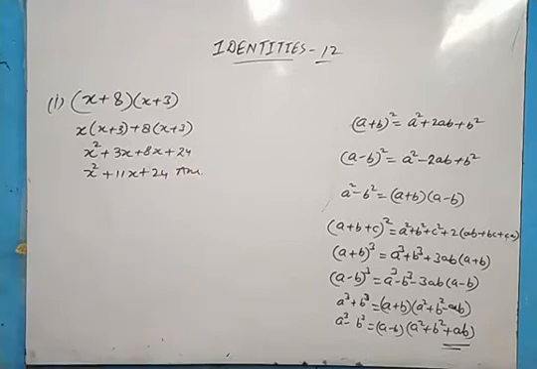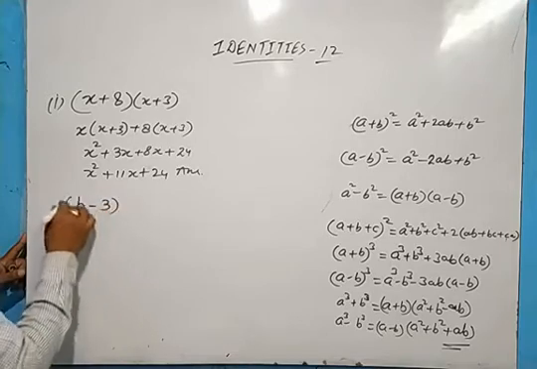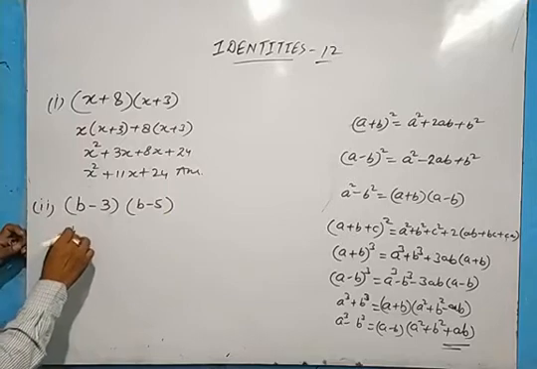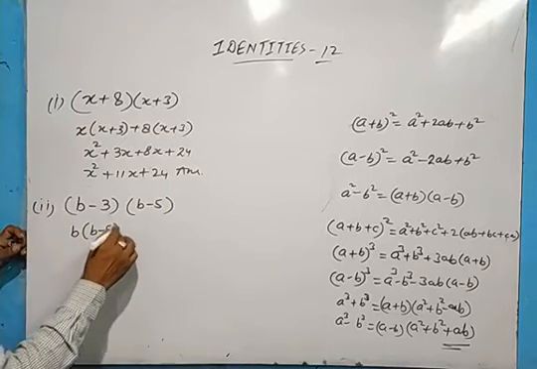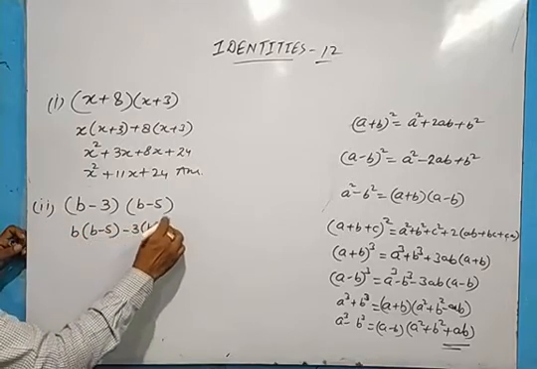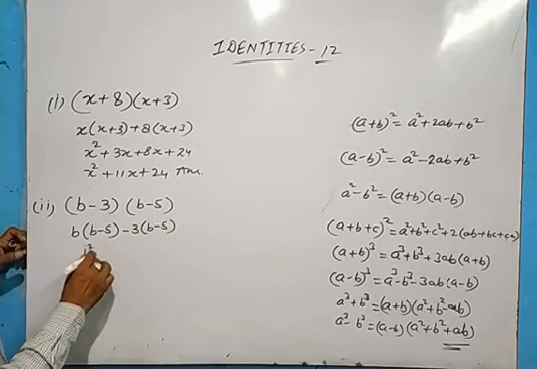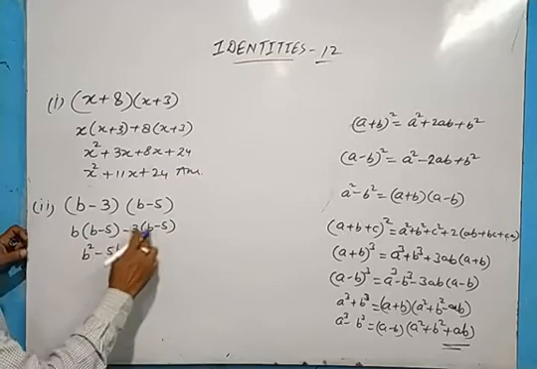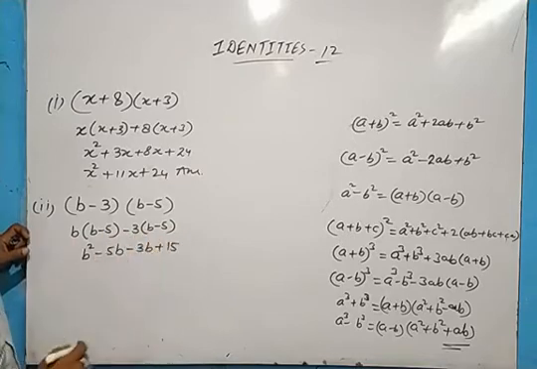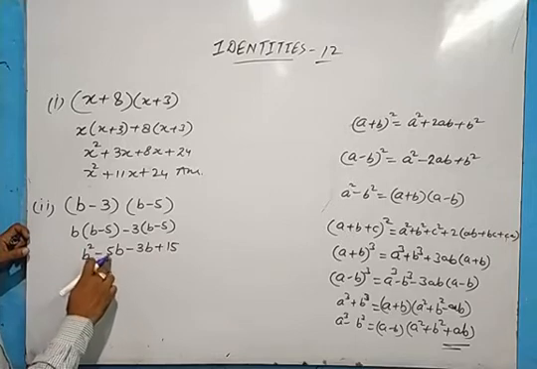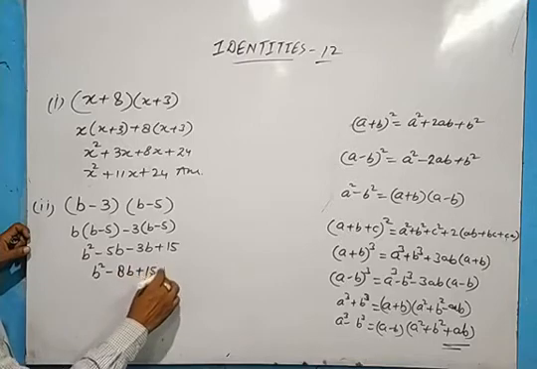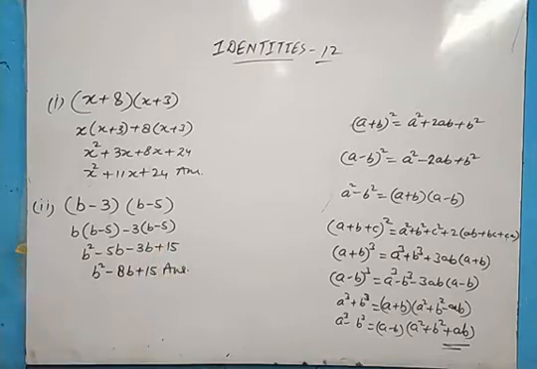Okay, one more question: (b - 3)(b - 5). Let us see. Now b multiplied by (b - 5) and minus 3 multiplied by (b - 5). b into b, b squared, b into 5, 5b, minus 3b, and minus minus plus, 5 threes are 15. Now b squared minus 5b minus 3b, minus 8b, and plus 15 is the answer.